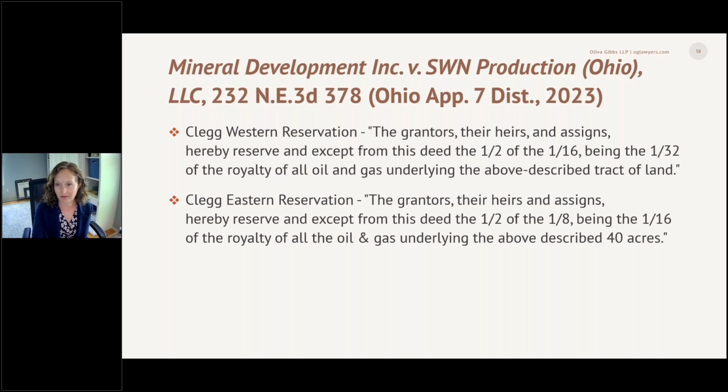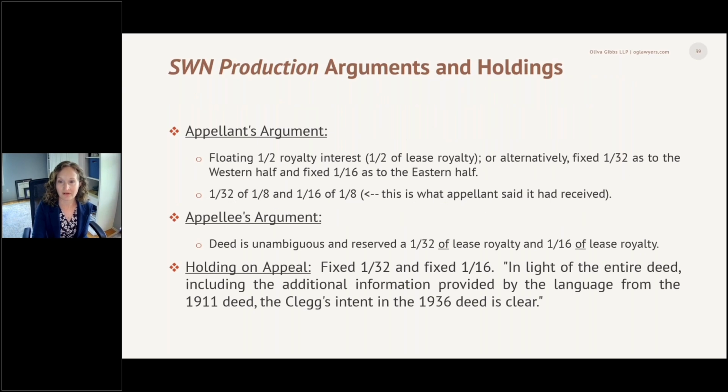And then the Clegg Eastern Reservation provided: the grantors hereby reserve and except from this deed the 1/2 of the 1/8, being the 1/16th of the royalty of all the oil and gas underlying the above described 40 acres. On cross motions for summary judgment, the trial court held in favor of SWIN and interpreted the interest as a 1/32nd and a 1/16th royalty, both further reduced by lease royalty.